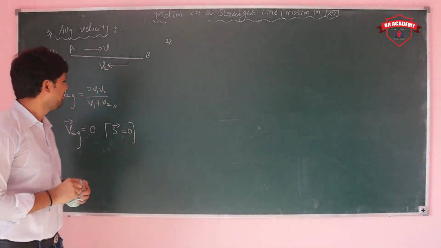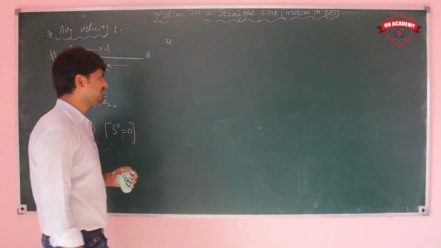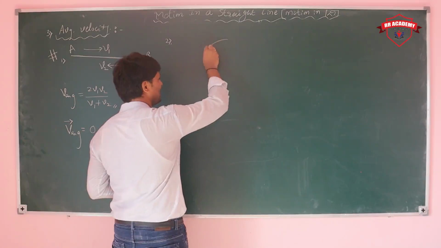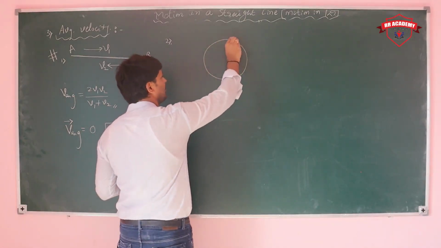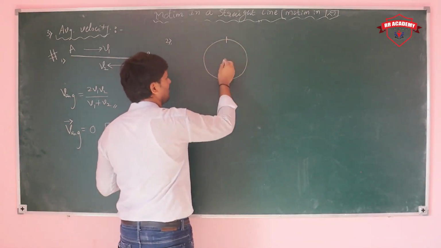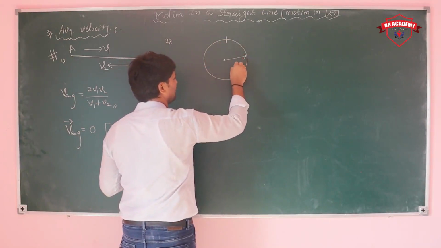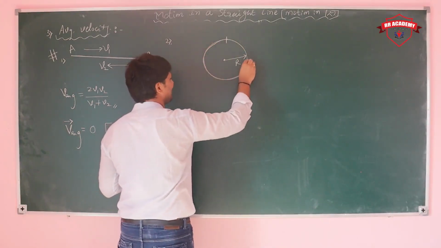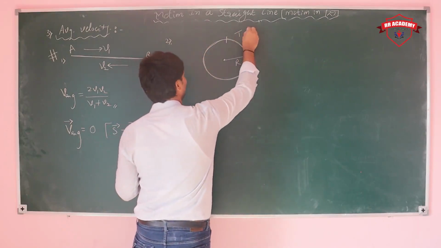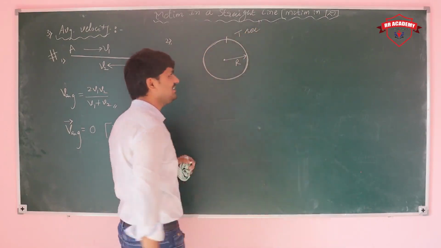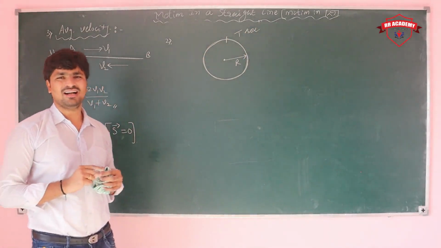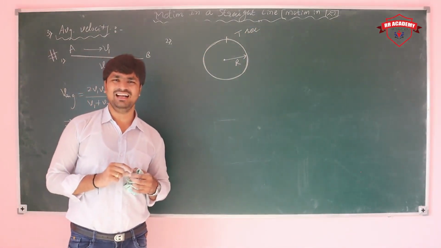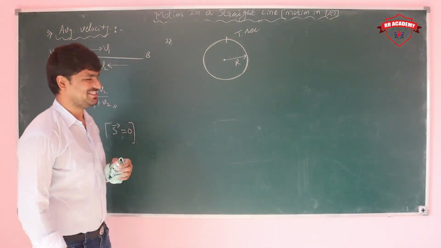Next, here is one more condition. A particle is moving in a circular path of radius r, completing one rotation in t seconds. One rotation in t seconds. Then what about the average speed as well as the average velocity?